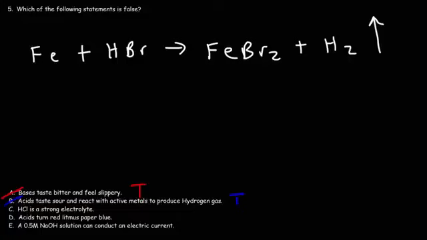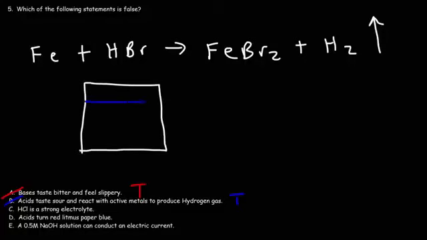Now what about C? HCl is a strong electrolyte. This is true. If you were to dissolve hydrochloric acid in water, because HCl is a strong acid, it will dissociate almost completely into these ions. And whenever you have free-flowing ions in solution, it can conduct an electric current. So what we have here is a strong electrolyte. Strong acids are strong electrolytes. Strong bases are also strong electrolytes.